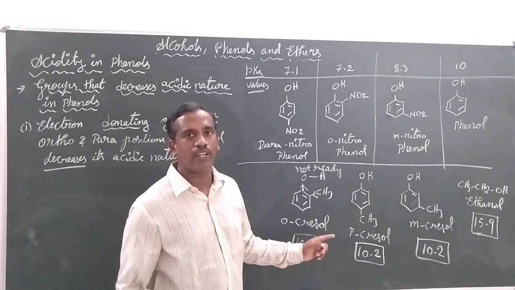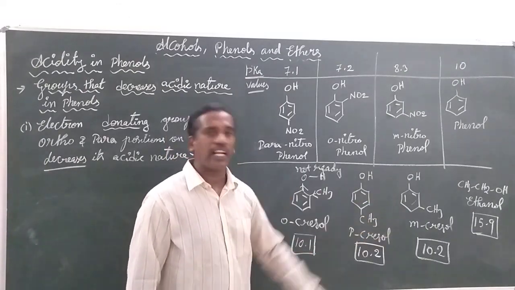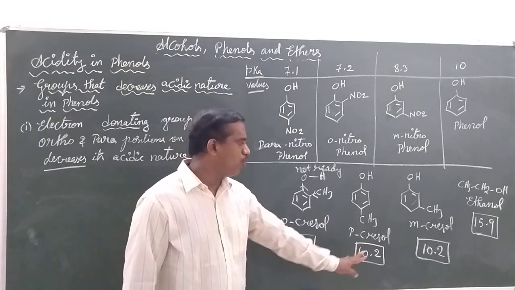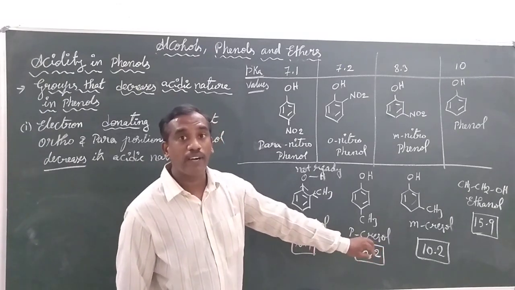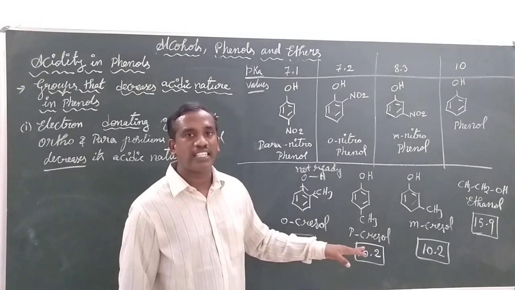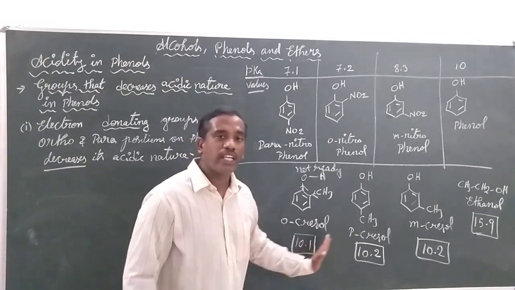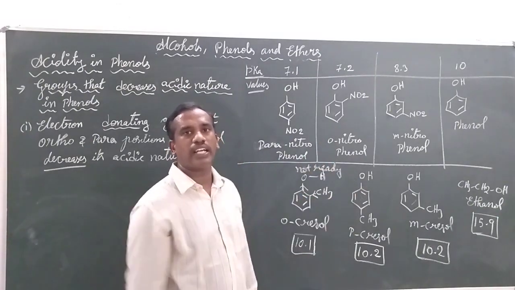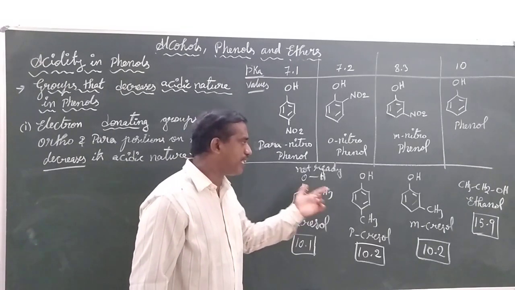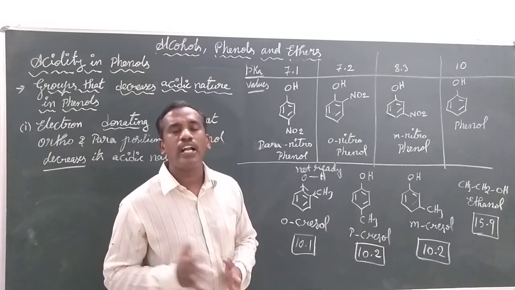So we can see compounds like ortho-cresol. The IUPAC naming we had already discussed for cresol. Ortho-cresol, para-cresol and meta-cresol have pKa values of 10.1, 10.2, 10.2. Means their pKa value is higher than our normal phenol. When the pKa value is going to a higher position, its acidic nature is decreasing. So when the electron donating groups are present, the acidic nature of phenol decreases.